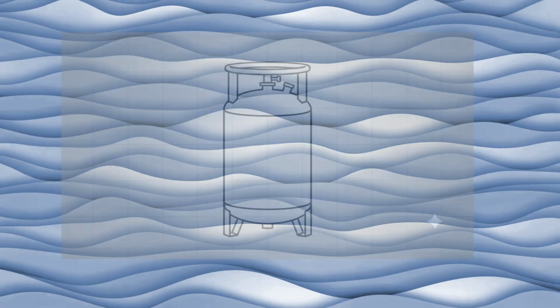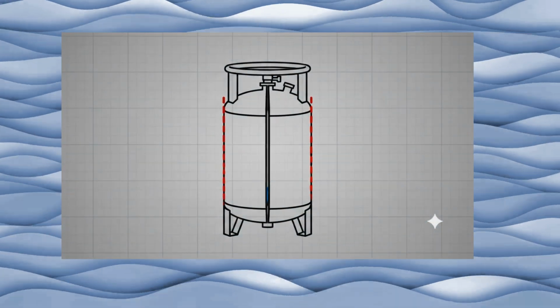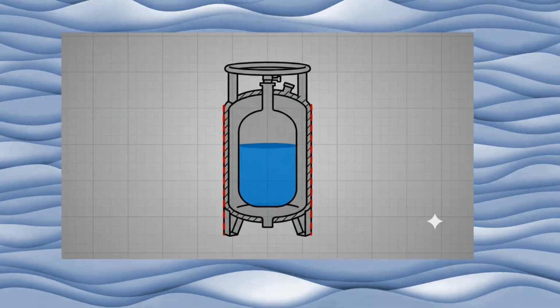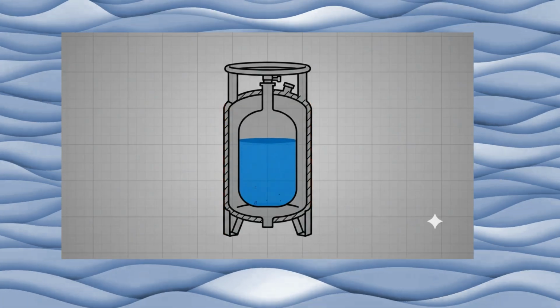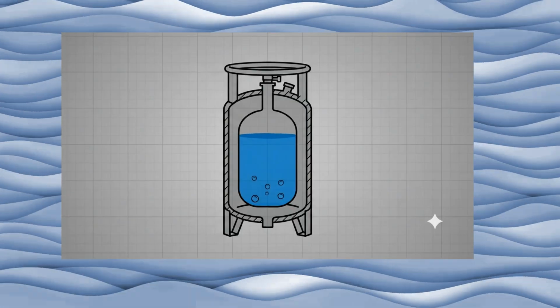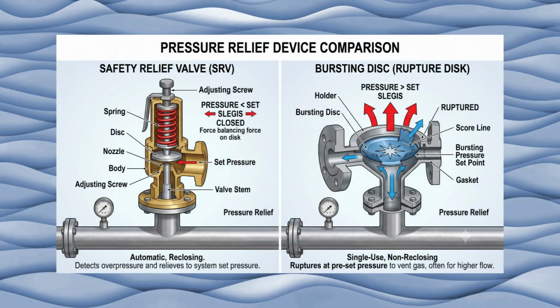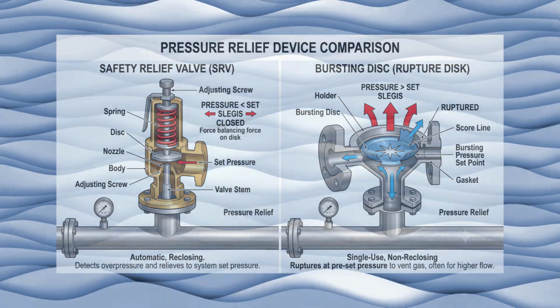No cryogenic tank is perfectly insulated. No matter how good the insulation is, some heat will always enter the system. As a result, a small amount of liquid nitrogen continuously evaporates. This is known as boil-off gas, BOG. Every cryogenic storage system must be designed to safely handle this continuous gas generation.